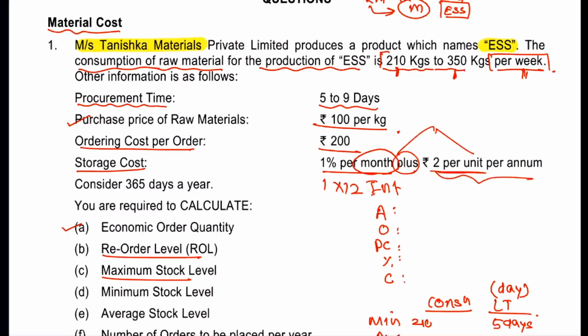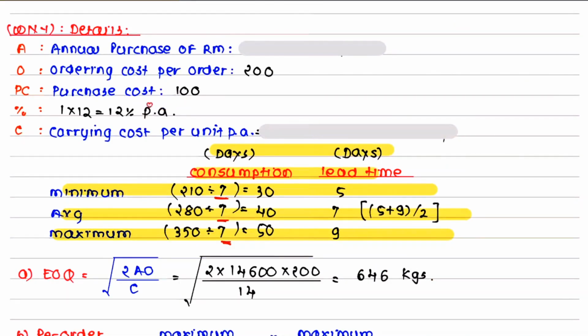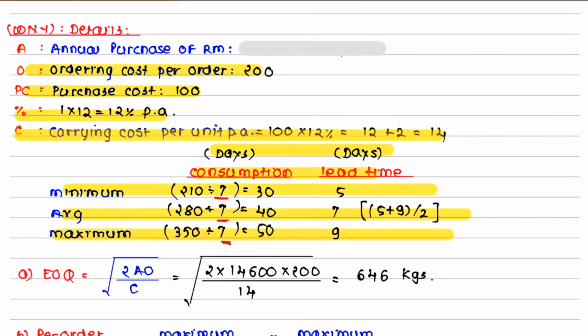It is 2 rupees per unit and per annum. It is already per annum. Can you give me the carrying cost percentage? If you calculate, 12 plus 2, that is also per annum, right? So 12 plus 2, you will get 14. Till here it is clear? Yes. So we have written this, and we have written this also.